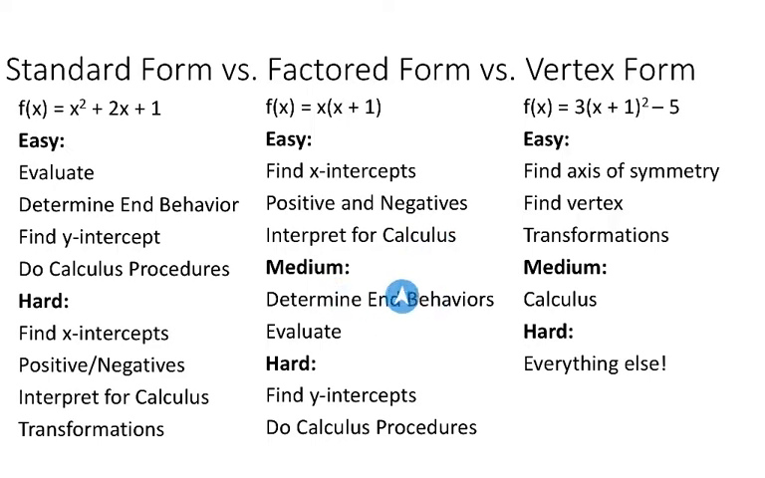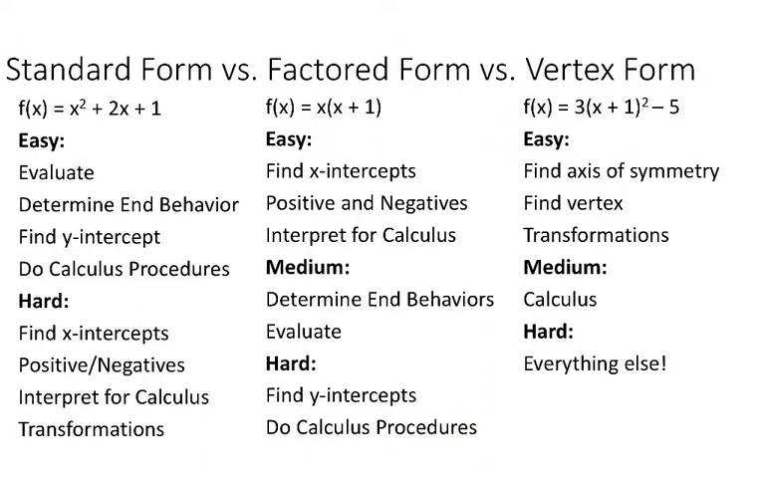Determining end behavior is a little tricky. Evaluating can be a little tricky. It's just a little different than this one, but it's still pretty doable. Finding the y-intercept is a little hard. It's kind of like evaluating. And then doing calculus procedures is actually quite a bit more difficult in this form, which is kind of ironic. So interpreting is easy in factored form for calculus, but doing the calculus is tricky.